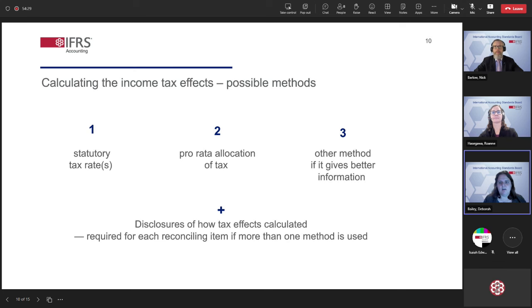And specifically allowing the simplified approach and alternative approaches, like I said, really balances the needs of investors and companies by providing investors with a reasonable estimate of the income tax of reconciling items and reducing the cost for companies by simplifying the calculation of those tax effects.